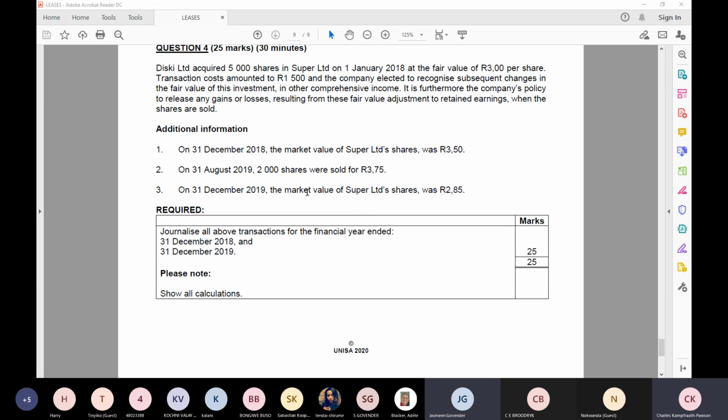So the first thing that you need to recognize here is that it's Jasmine. Okay, so I'm done. So we would recognize it on 1 Jan 2018. We'll debit the financial asset at fair value through other comprehensive income and credit bank. So the amount will be the 5,000 times 3, which is 15,000, and then we'll capitalize the transaction costs. Brilliant. So let's quickly do that.